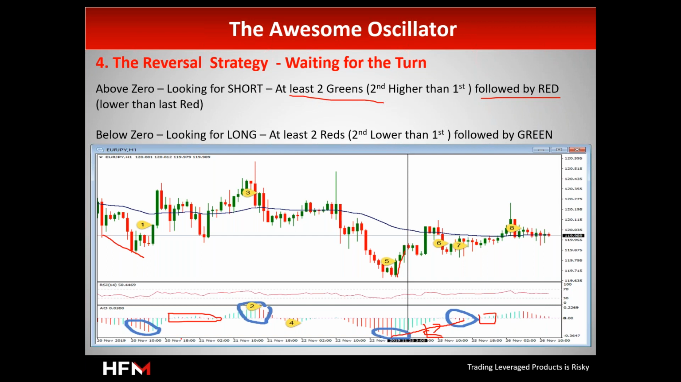Now in the vice versa scenario, if we've seen at least 2 greens, so over here, followed by a red, that could be a short position because there is a reversal in the near term.